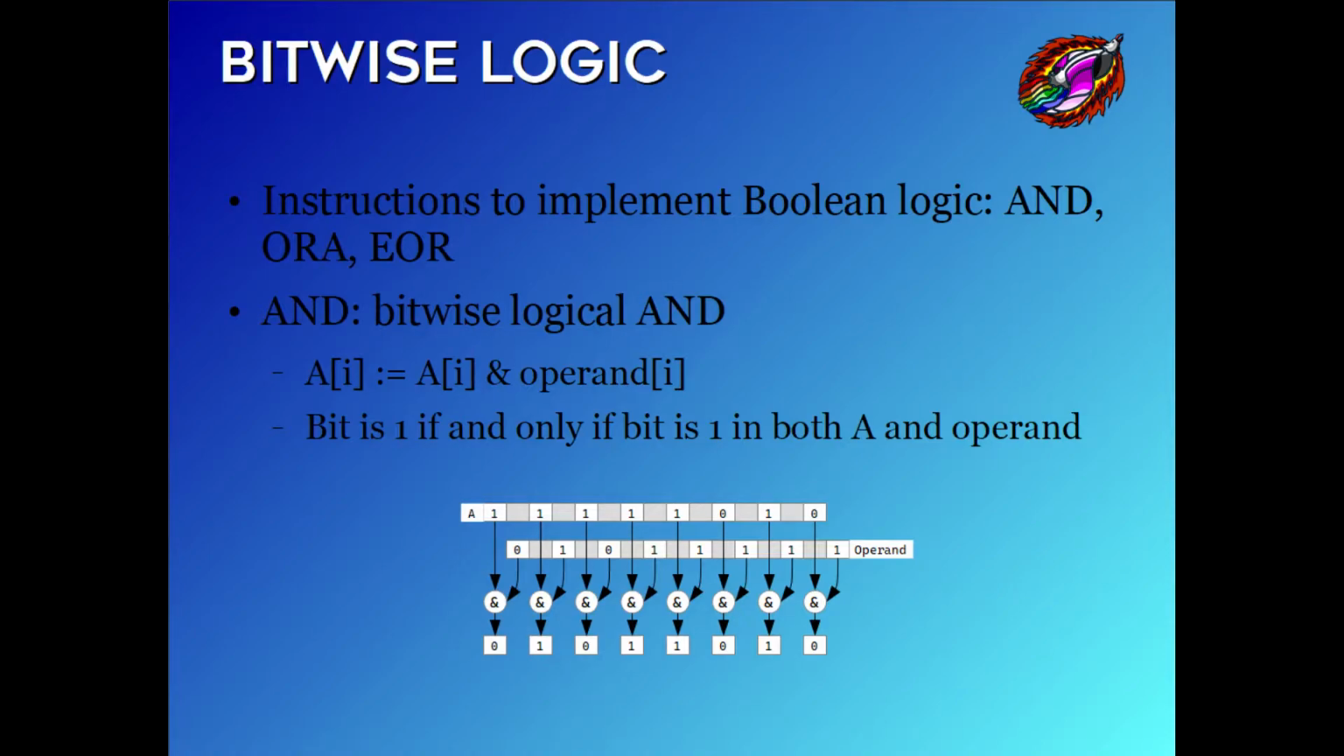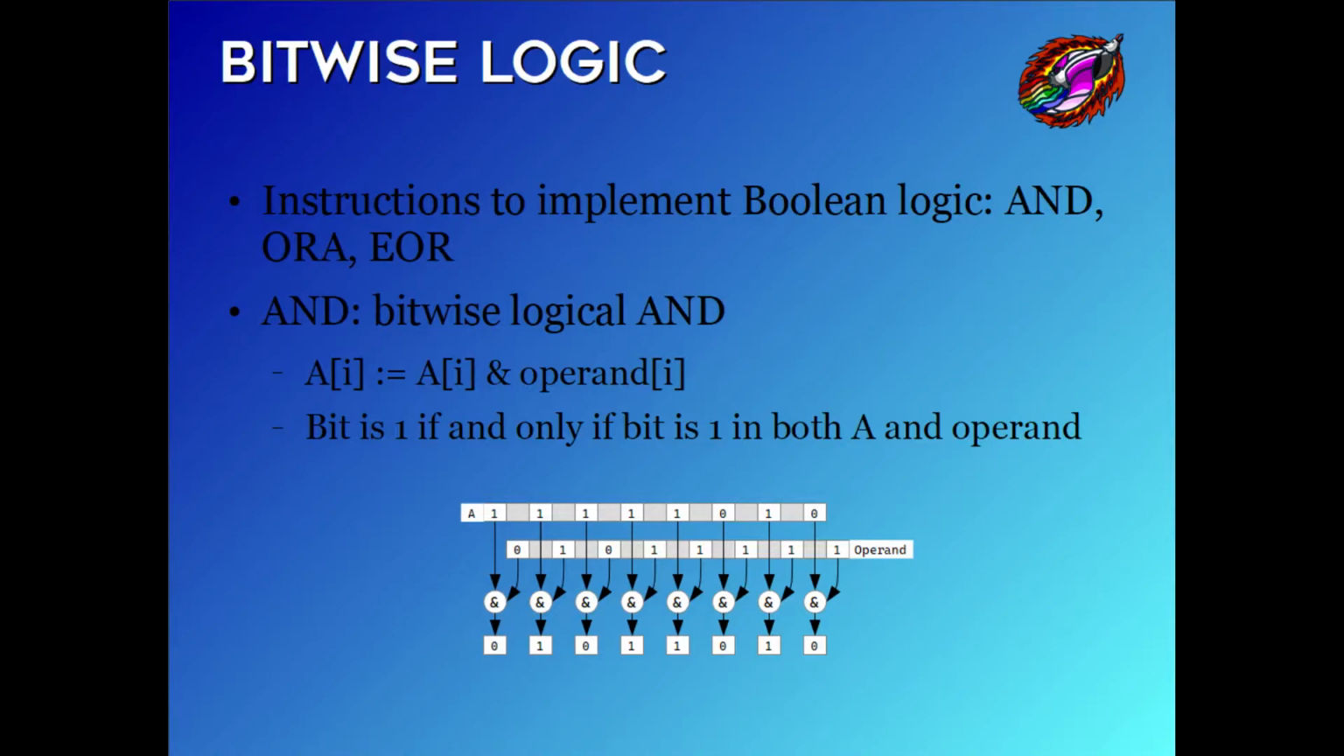Now I've represented that here with this diagram where you can see I've got the accumulator bits at the top, I've got the operand bits down below it, and each bit, so on the left we've got bit 7 of the accumulator and bit 7 of the operand. That's a 1 and a 0 respectively. The ANDing of that, because only one of them is 1, is 0, so that 0 is what's going to go in the bit 7 of the accumulator at the end of the instruction.